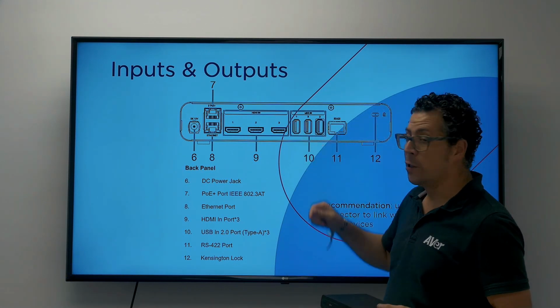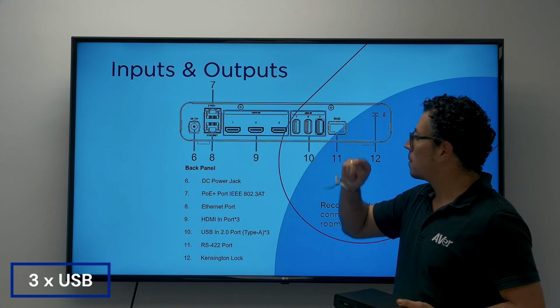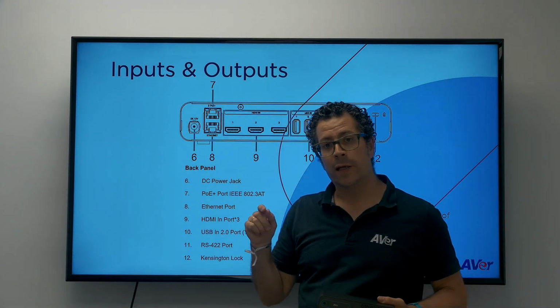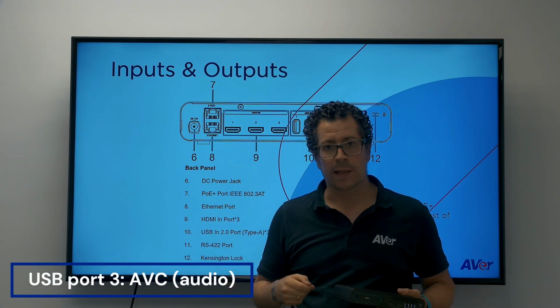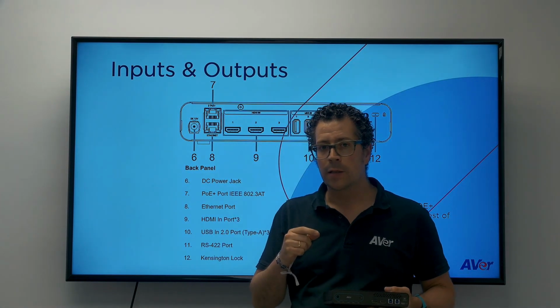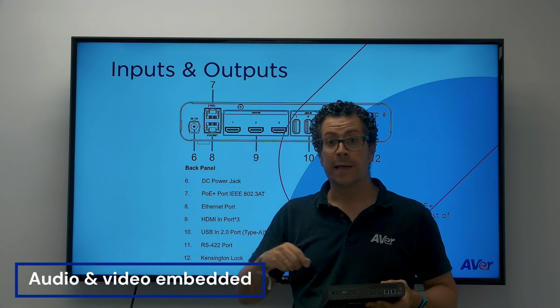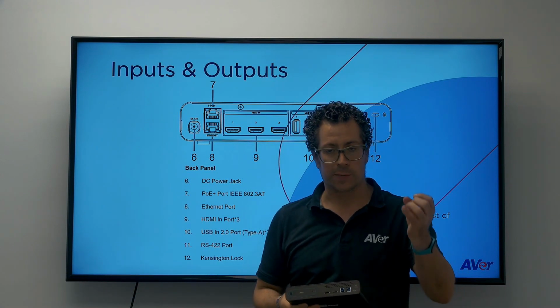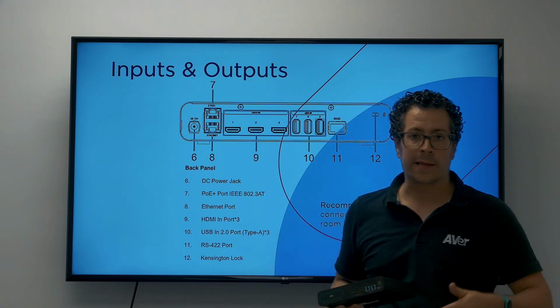You have 3 USB that you can connect different cameras, but in the port number 3, USB number 3, you can connect the audio that is coming from the DSP or from the microphone, and in this case you will have video and audio embedded together in the output. In the output, USB, HDMI, NDI, RTSP, or even RTMP.